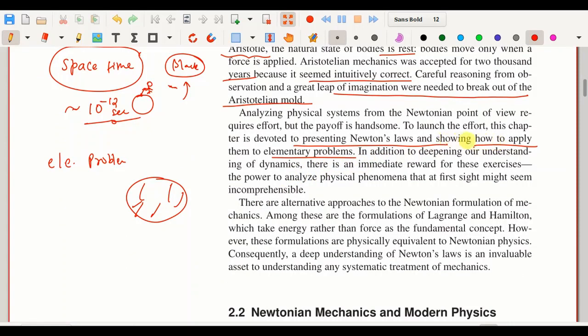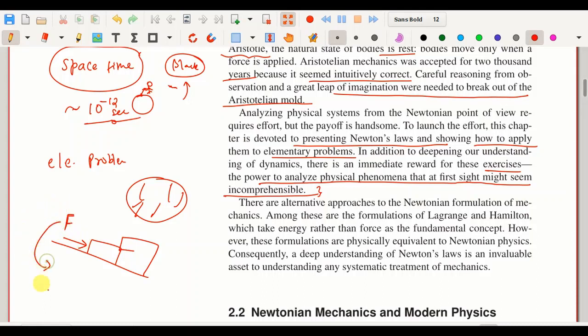In addition to deepening our understanding of dynamics, there is an immediate reward for these exercises: the power to analyze physical phenomena that at first sight might seem incomprehensible. What is the meaning of it? It means that if we are theoretical physicists, we need to understand how to examine systems, how to organize or formulate the concept and make a good mathematical structure, and then we need to solve it. And without solving it, can we analyze or think about those systems or not? That is our job. That is really our job.